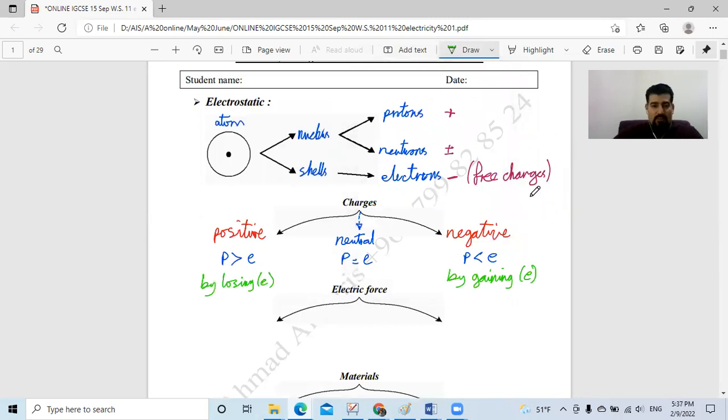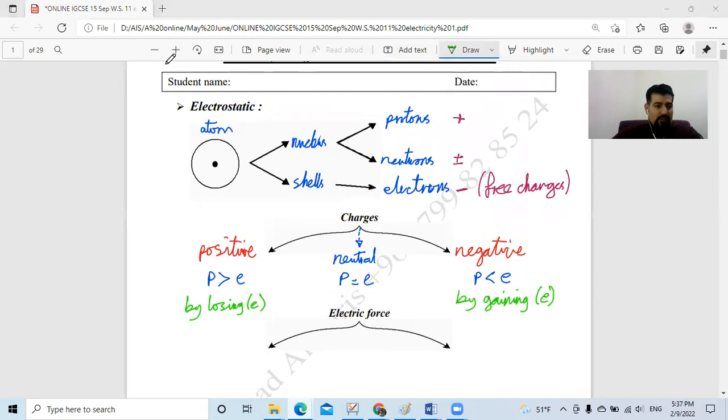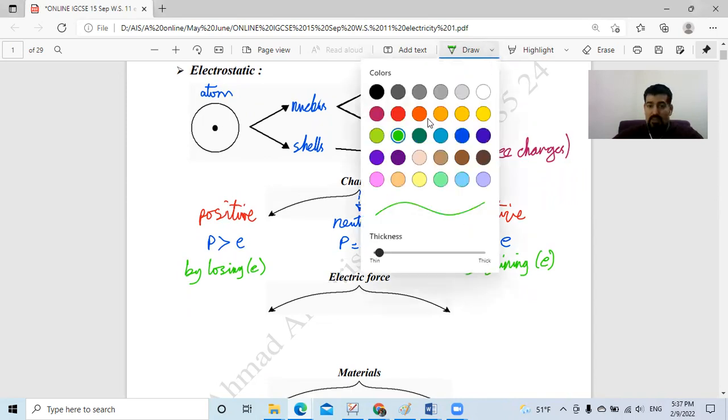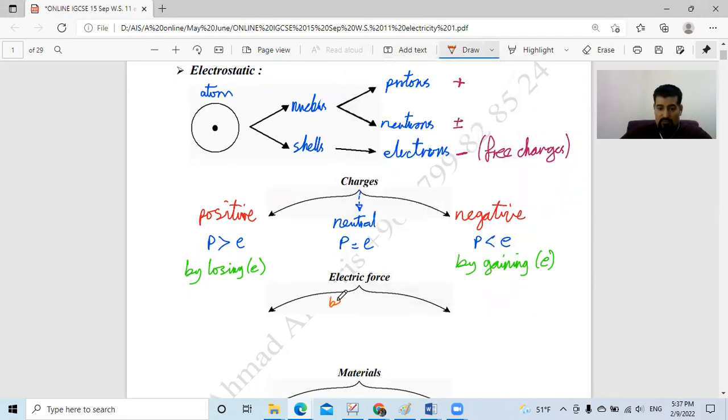So now, as we all know, we have 2 types of electrical forces between charges. What are these 2 types of electrical forces? Who can tell me? Yes, bravo. A lot of you sent me the correct answer. We have electrical force between charges. What do we call it?